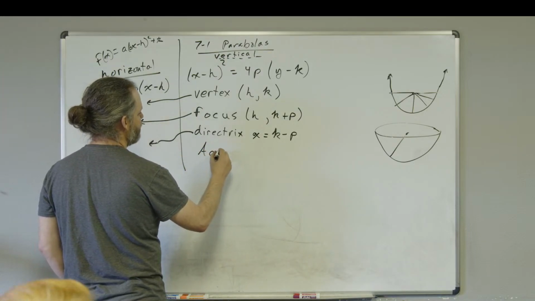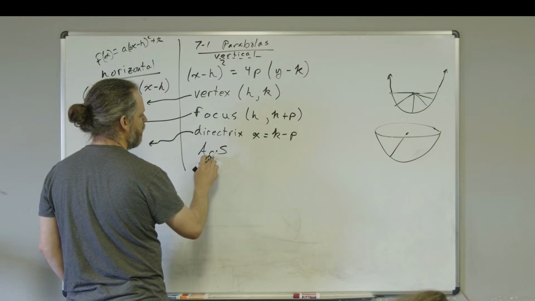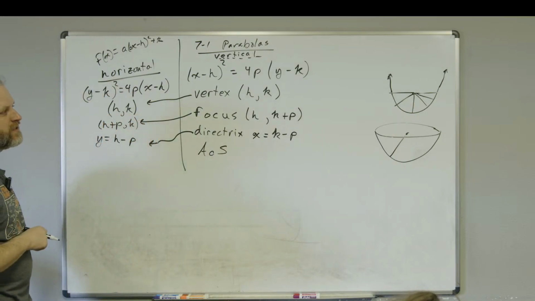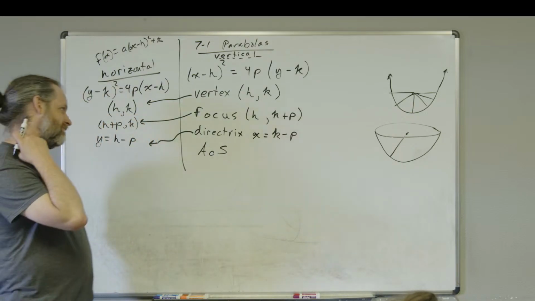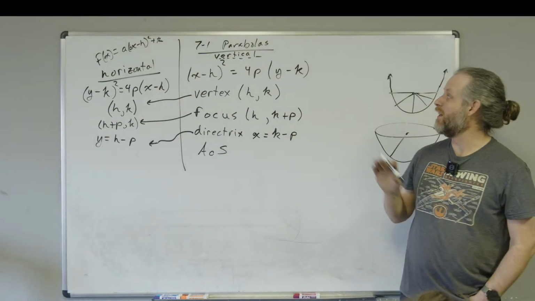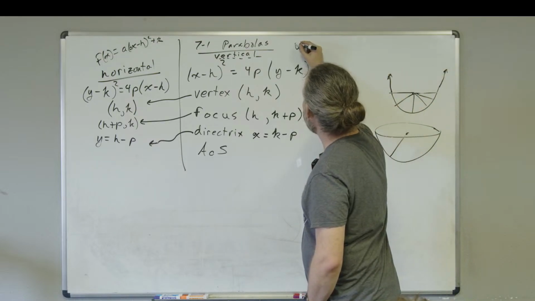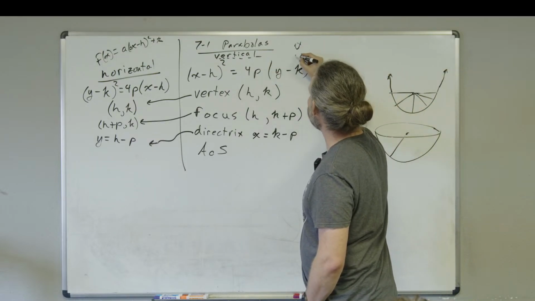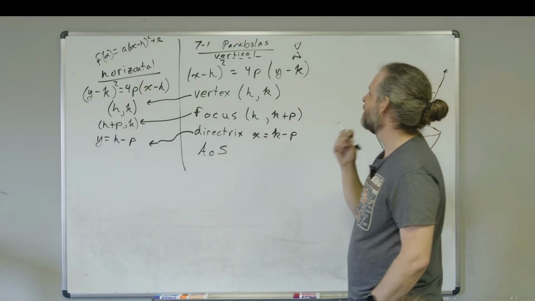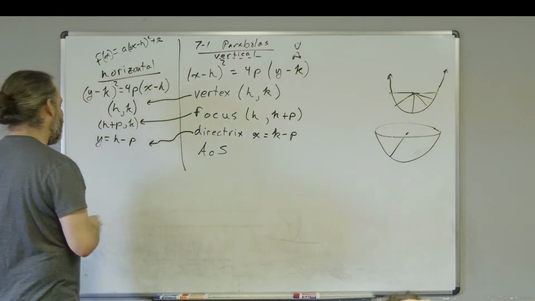How would we find the axis of symmetry? The axis of symmetry is just the vertex. It's a line, just like the directrix is a line, and it's where the vertex is. It depends on whether we're opening up and down or opening left and right. It's h on the vertical one and k on the horizontal one. So the axis of symmetry in this case would be what?